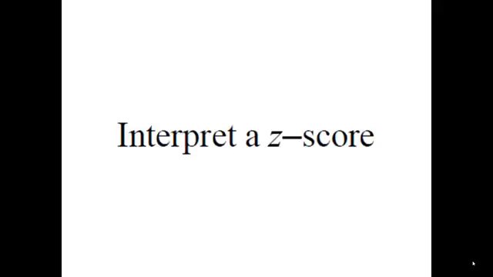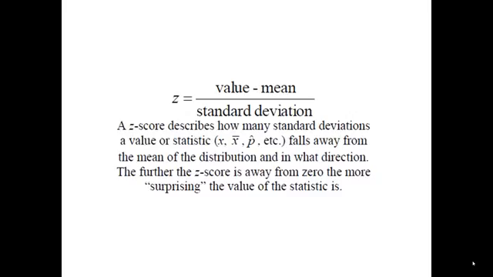Interpret a z-score. Z is the value minus the mean, divided by the standard deviation. A z-score describes how many standard deviations a value or statistic (x, x bar, p hat, etc.) falls away from the mean of the distribution and in what direction. The further the z-score is away from 0, the more surprising the value of the statistic is.